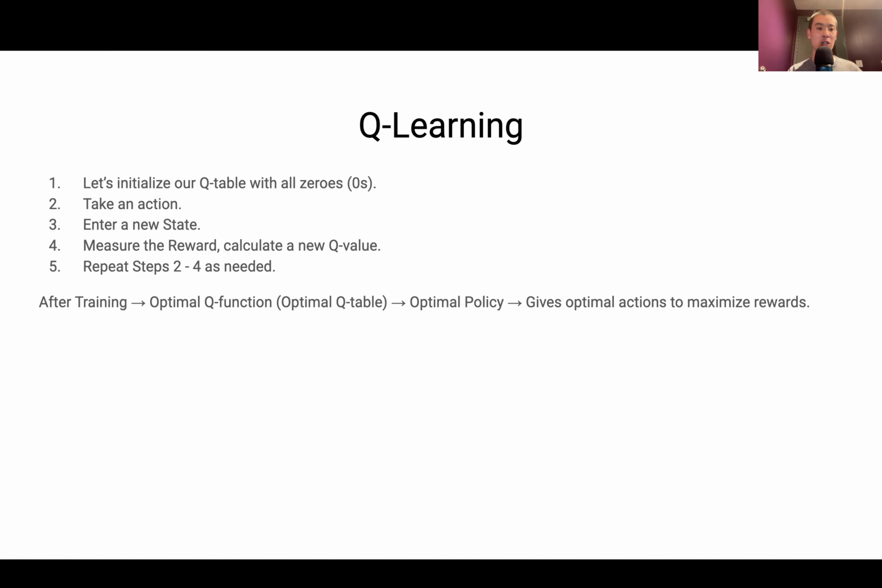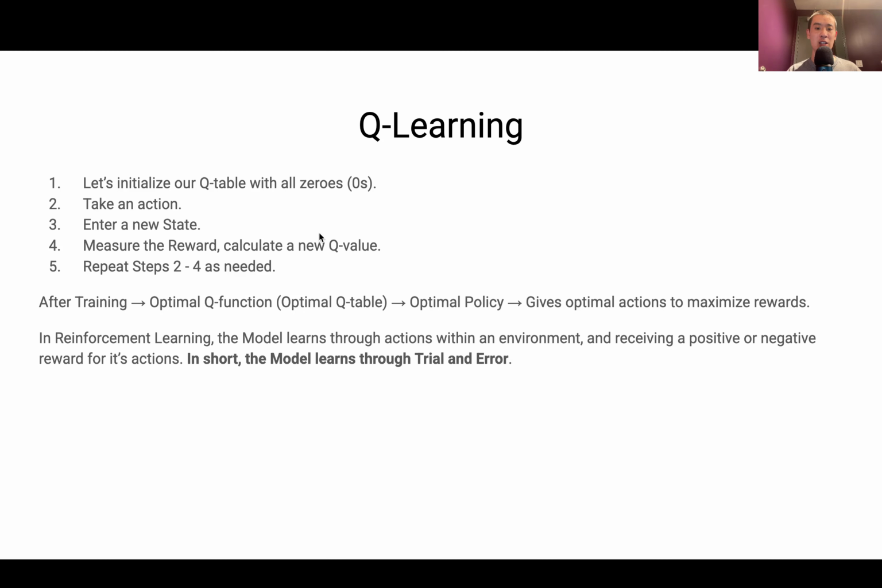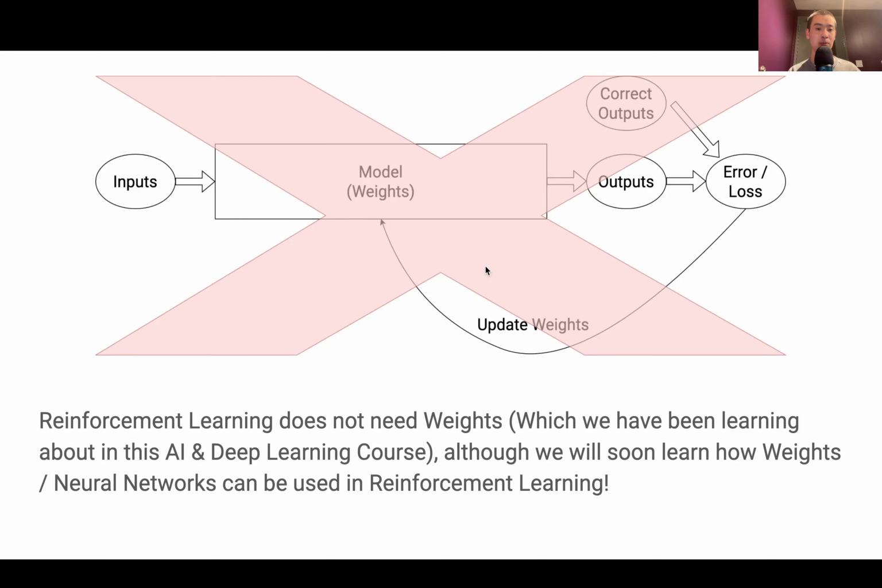So after training, we get an optimal Q function, which gives us an optimal Q table. We want that optimal Q table because it gives us an optimal policy or optimal brain for the agent. And that optimal policy gives optimal actions to maximize rewards. And if you're wondering, what does this all mean? Again, it means, in short, the model learns through trial and error.